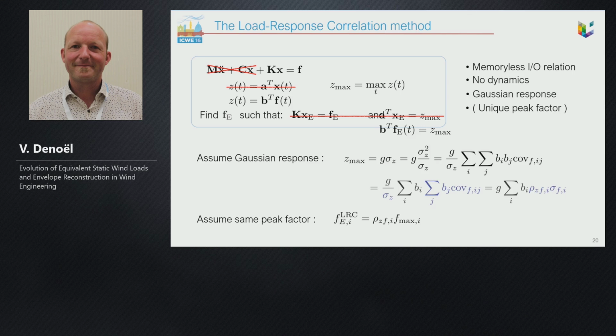Just keep in mind that this method first assumes that the structure behaves in a static manner. Second, that everything is Gaussian, so both the responses and the loads. And third, assumes also that we have the same peak factor, so that we can reconstruct the envelope with the same peak factor everywhere. And what it says is that the equivalent load response correlation forces that you need to apply in order to recover a certain, let's say, displacement somewhere, is expressed as a product of the correlation coefficient between that displacement and the measured force multiplied by the maximum force you're interested in.